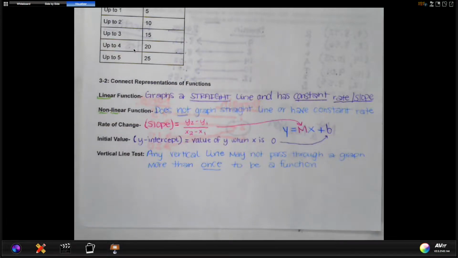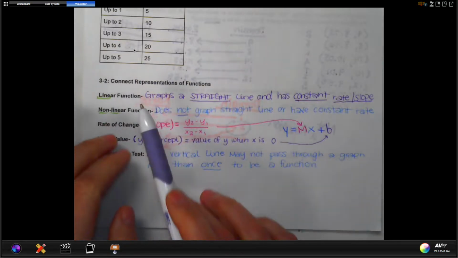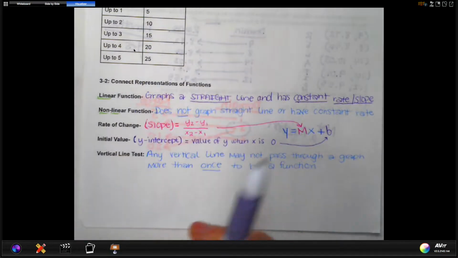Okay, good morning and welcome to Math 8 and our second lesson for Chapter 3. If you are following along in the note packet with us today, we are on the section, second page, that says 3-2, Connect Representations of Functions.